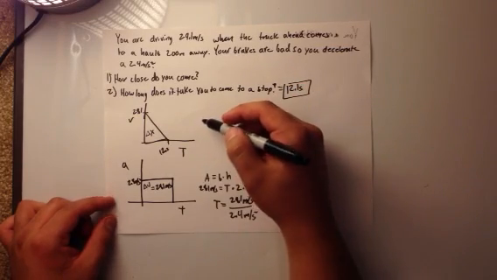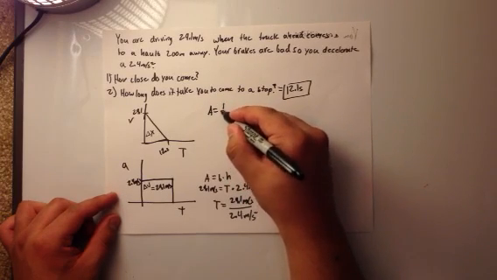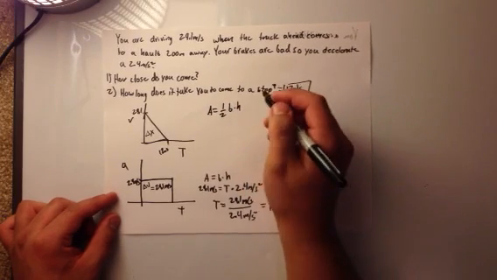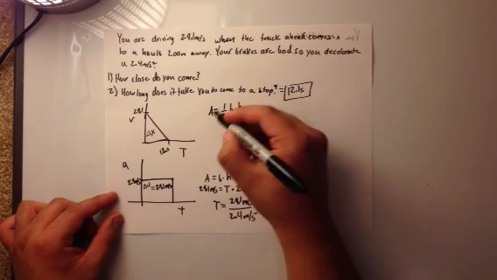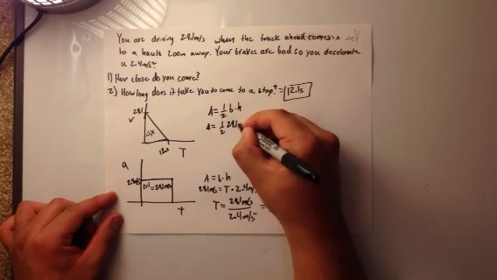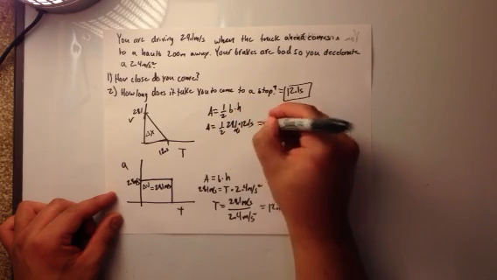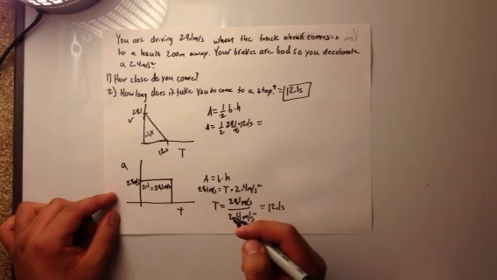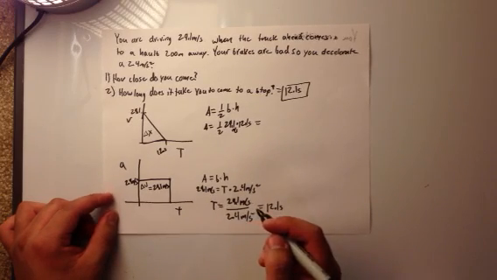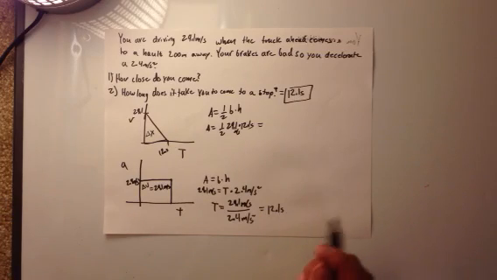So now all we have to do is find how far it traveled. We know that the area equals 1/2 base times height, the area of a triangle. So the area equals 1/2 times 29.1 meters per second times 12.1 seconds. Well, this just comes out to be, I believe, 176 meters.